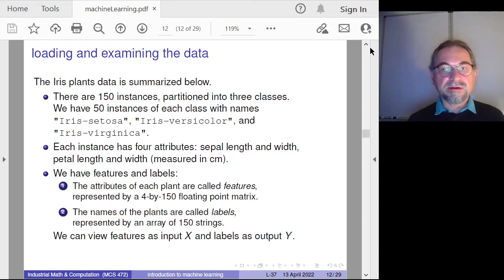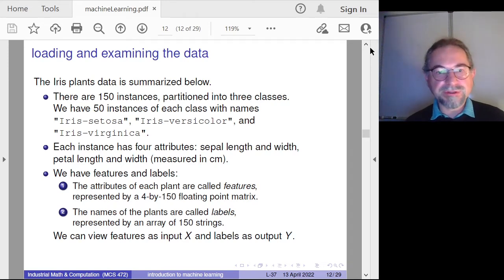We can think of these things as inputs and outputs. This is an example of supervised learning, where we actually know, for all these 4 measurements, the name of the plant.